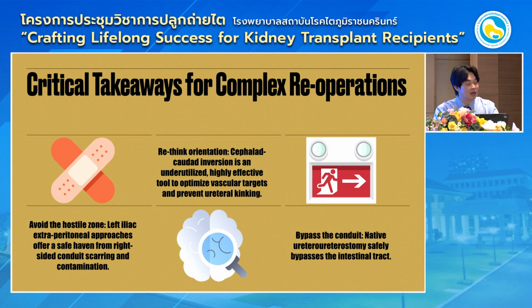In summary, when facing a hostile abdomen, there are three key takeaways. 1. Avoid the hostile scar zone by using the left iliac extraperitoneal approach, which offers both safety and technical ease. 2. Rethink the orientation. Use inversion to your advantage. 3. Bypass the conduit. Utilize the native ureter when necessary. This adaptive strategy can make all the difference in complex operations.